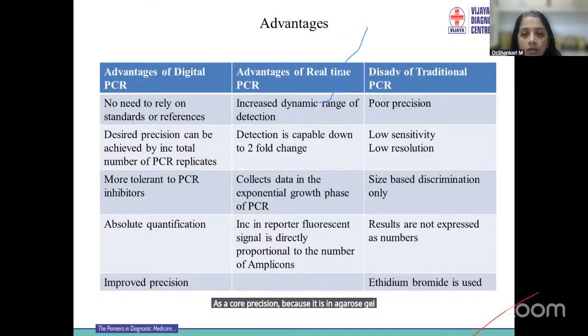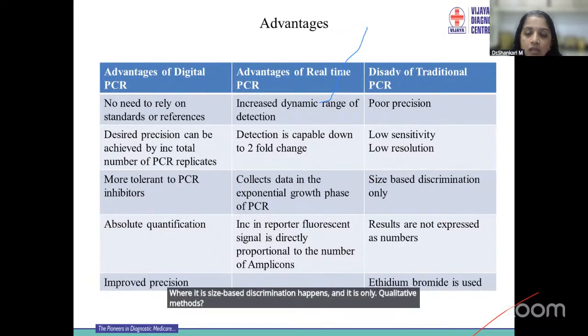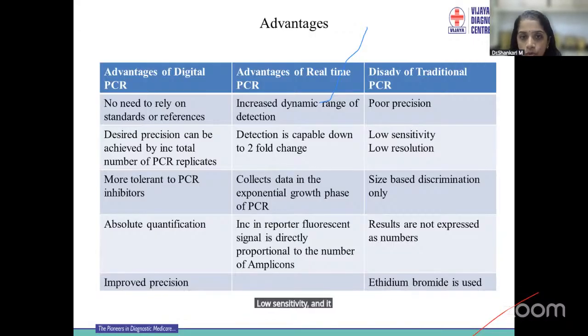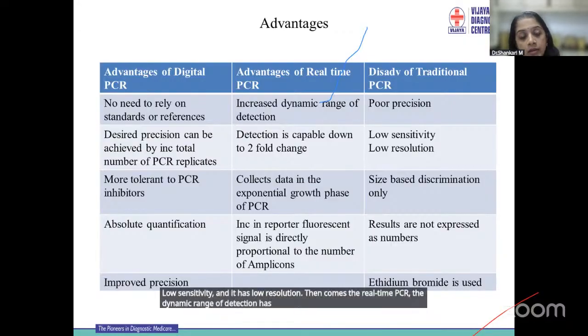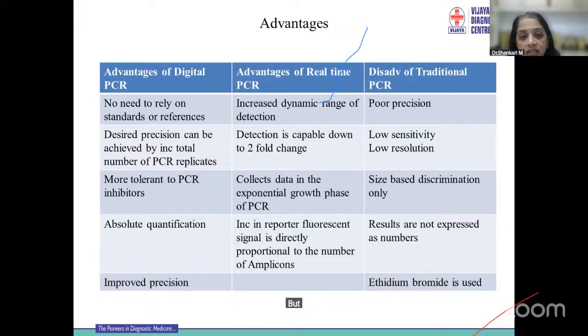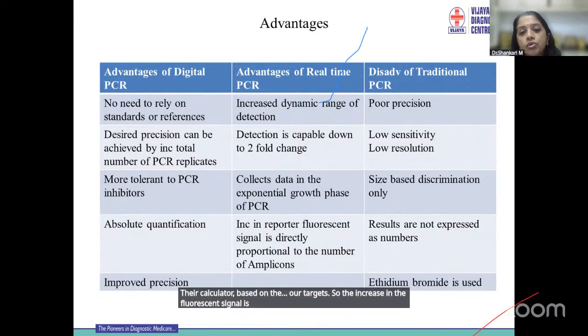The advantages are, see, traditional PCR has poor precision because it relies on agarose gel detection, where size-based discrimination happens, and it is only a qualitative method. No quantitation can be done, it has low sensitivity, and it has low resolution. Then comes real-time PCR. The dynamic range of detection has improved a lot, but it collects the data in the exponential growth phase of PCR. The concentrations, for example in viral cases, are calculated based on our targets. The increase in the fluorescence signal is directly proportional to the number of amplicons derived.